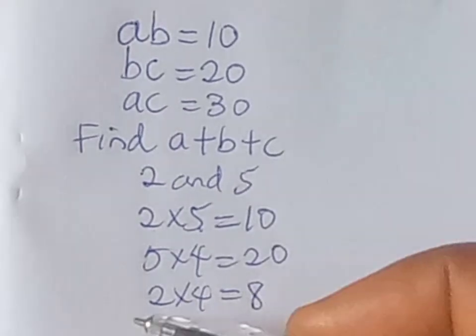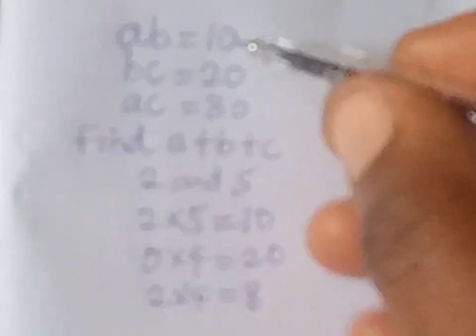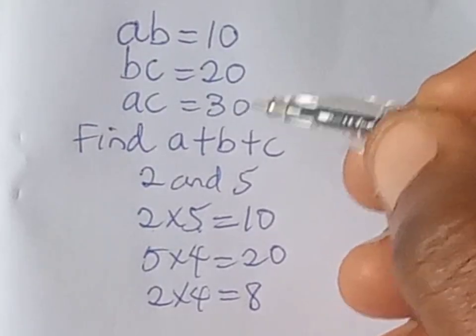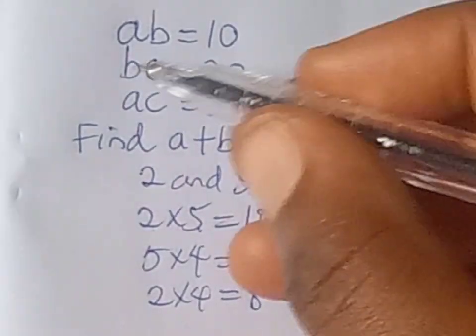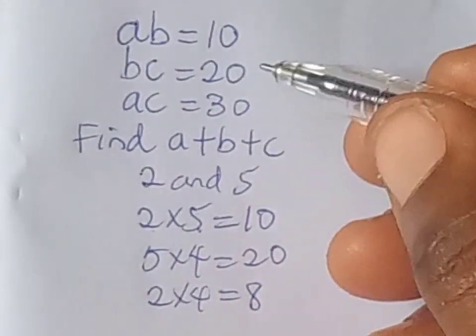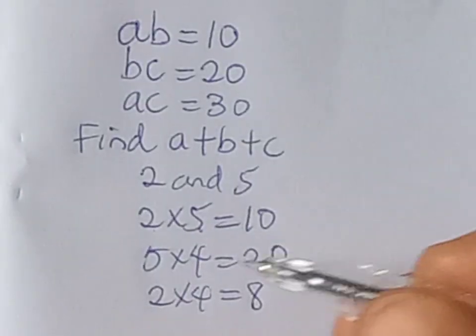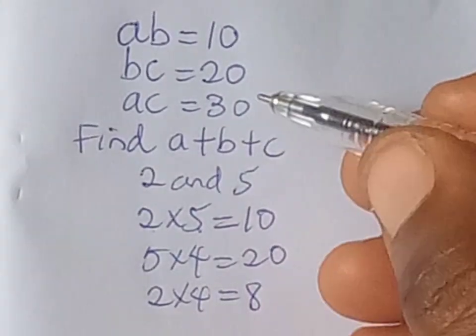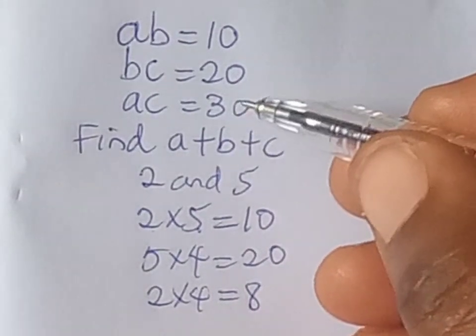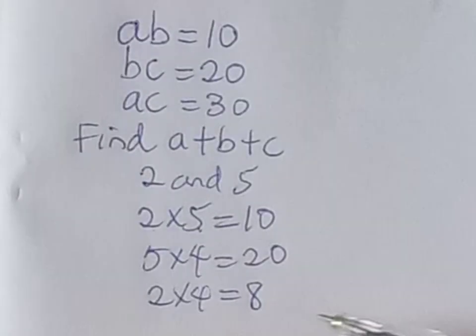Other people try to multiply the three equations together, which gets messy. Some even add all the equations together directly. Unfortunately, that doesn't help either. This problem requires a clever observation. Now let's solve it the Olympiad way.